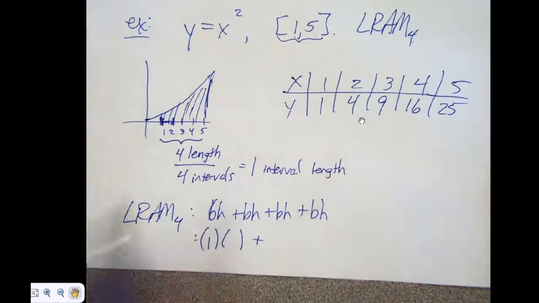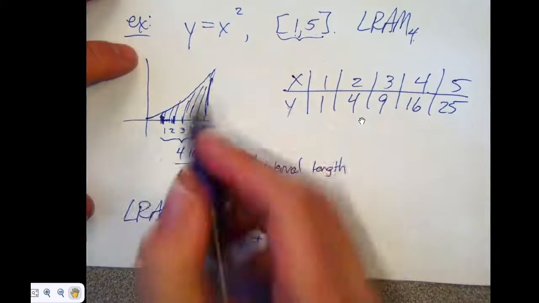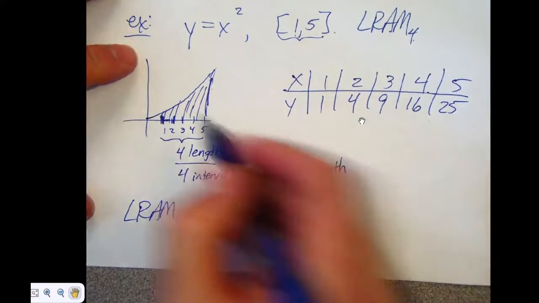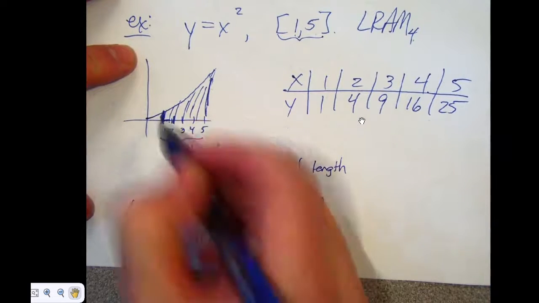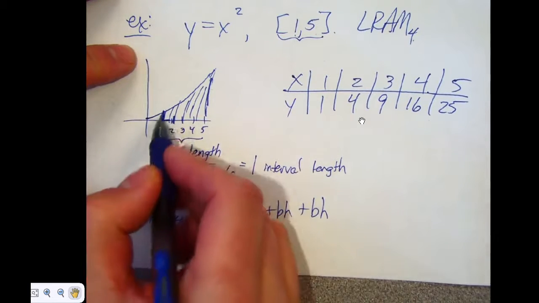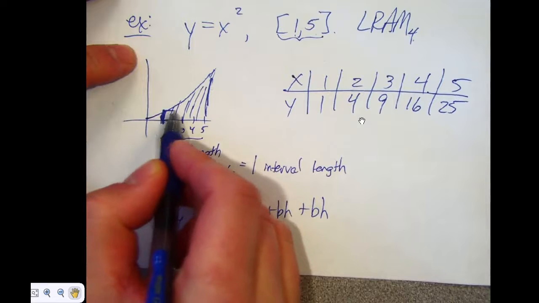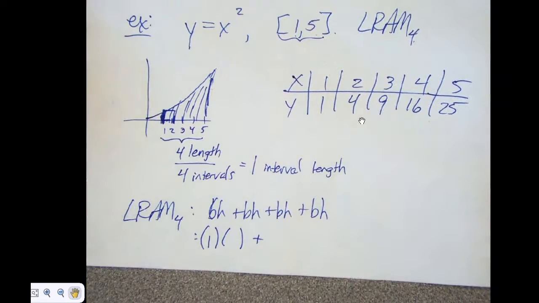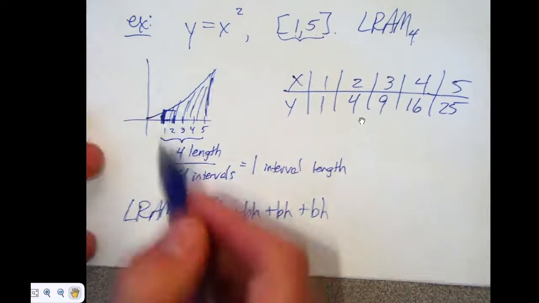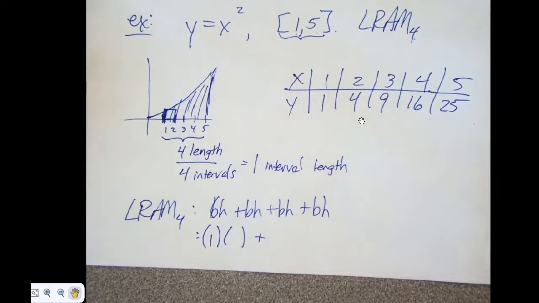Keep in mind now, for the height, this is where it matters. If I do LRAM, it's different than if I do RRAM, than if I do midpoint, than if I do trapezoid. So this is where the difference is. For LRAM, I'm using the height based on the left-hand endpoint. My 2 endpoints here are 1 and 2, so I'm going to use the height at the left-hand endpoint, which is 1. So what is the height of this graph when x equals 1? 1.